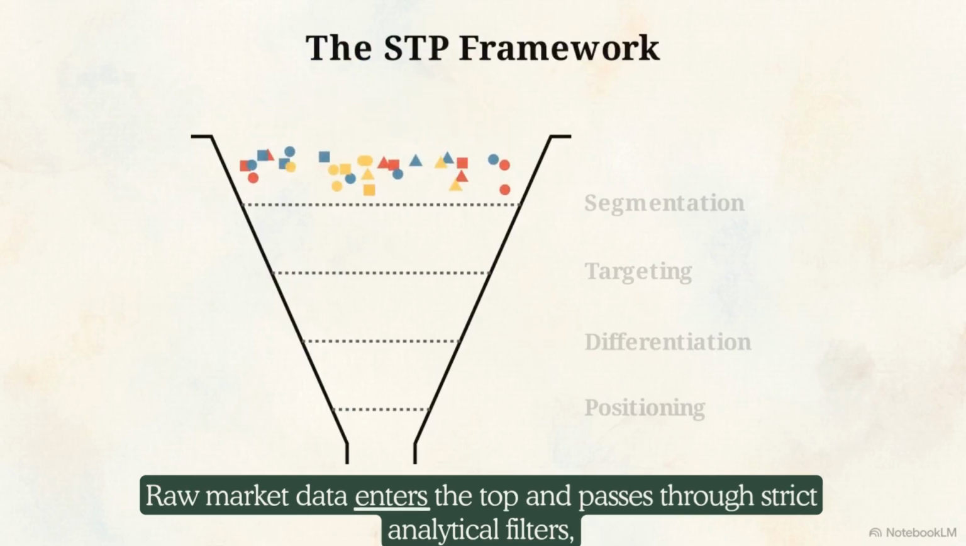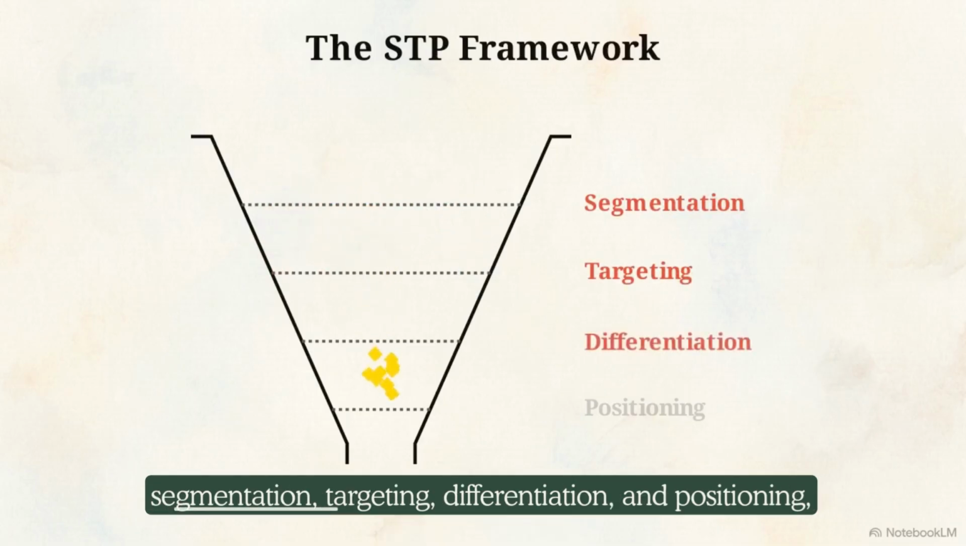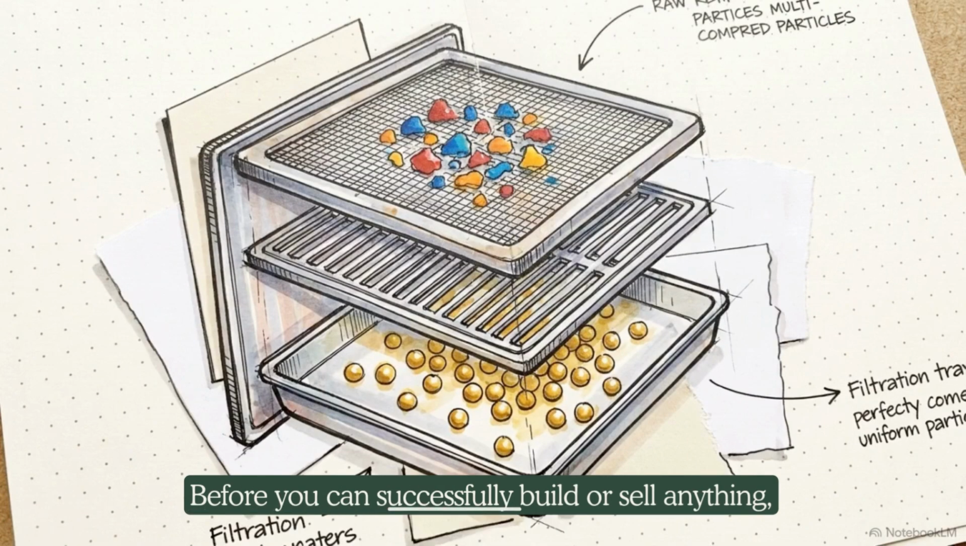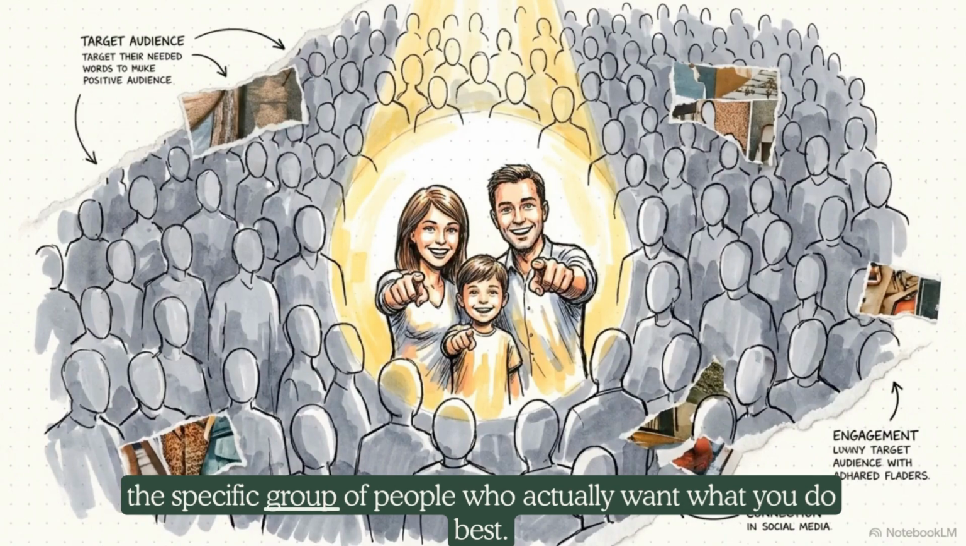Raw market data enters the top and passes through strict analytical filters, segmentation, targeting, differentiation, and positioning, until a clearly defined, highly competitive product emerges at the bottom. Before you can successfully build or sell anything, you have to run your broad market through these filters to isolate the specific group of people who actually want what you do best.